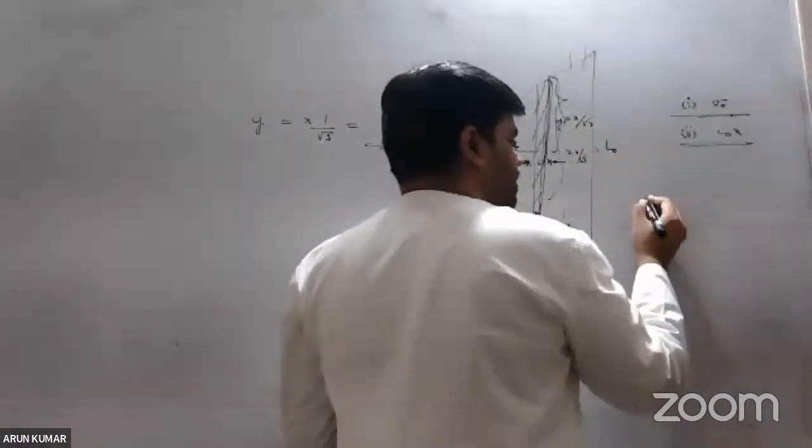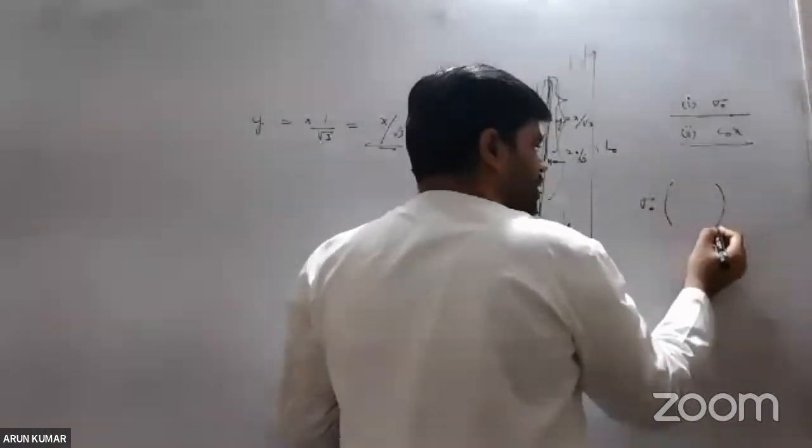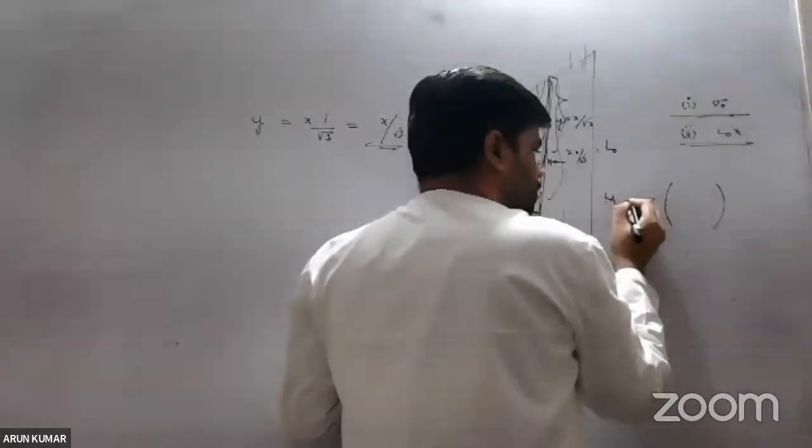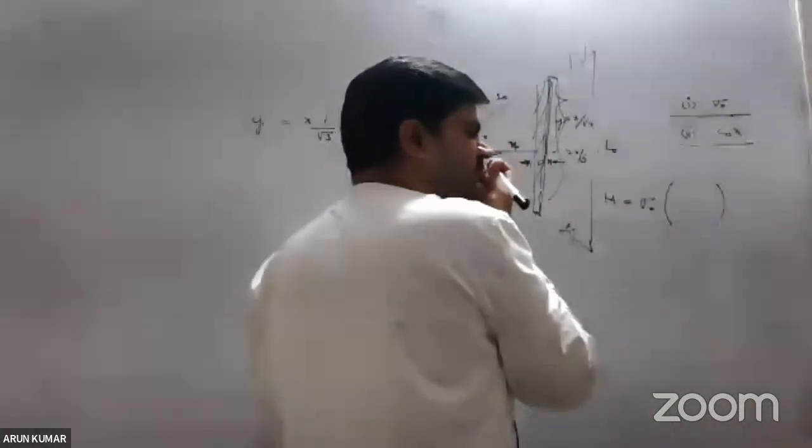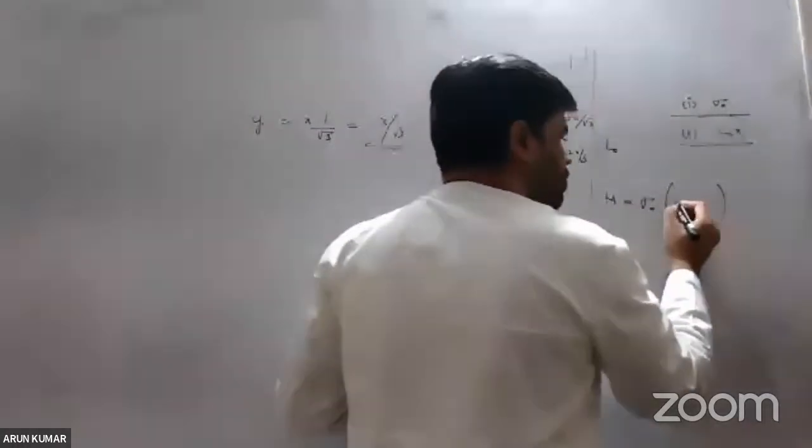If this density is constant, density into area will give me mass. What's the area of an equilateral triangle? Root 3 by 4 side square, sir.